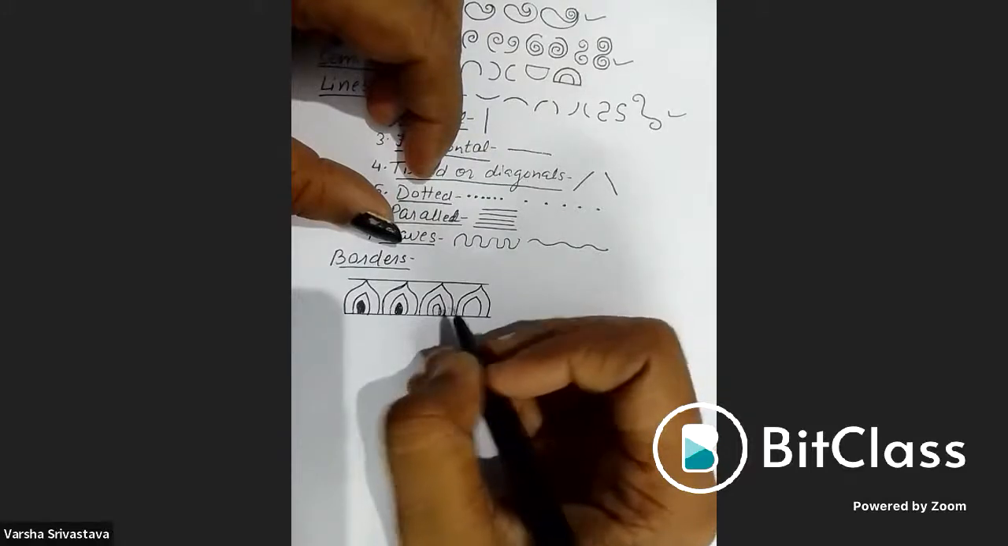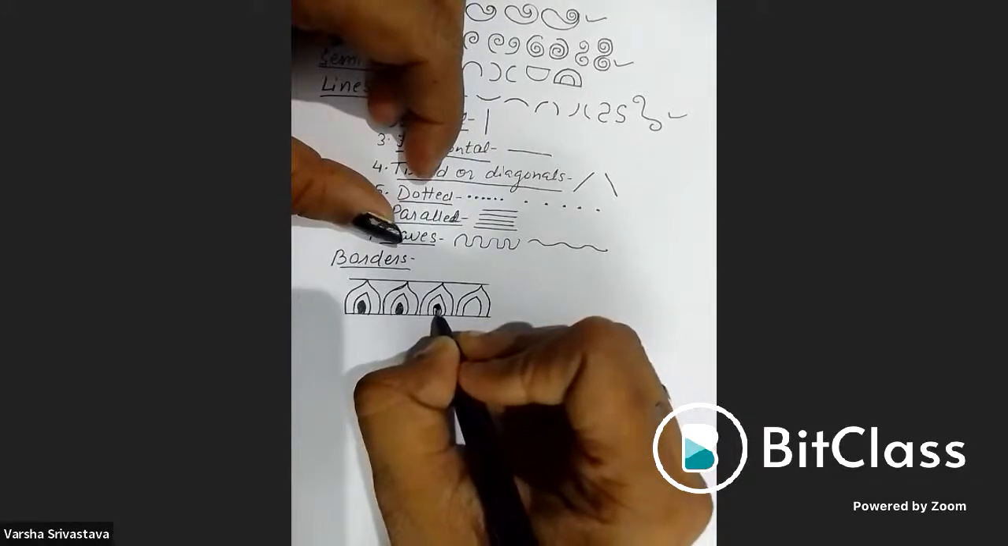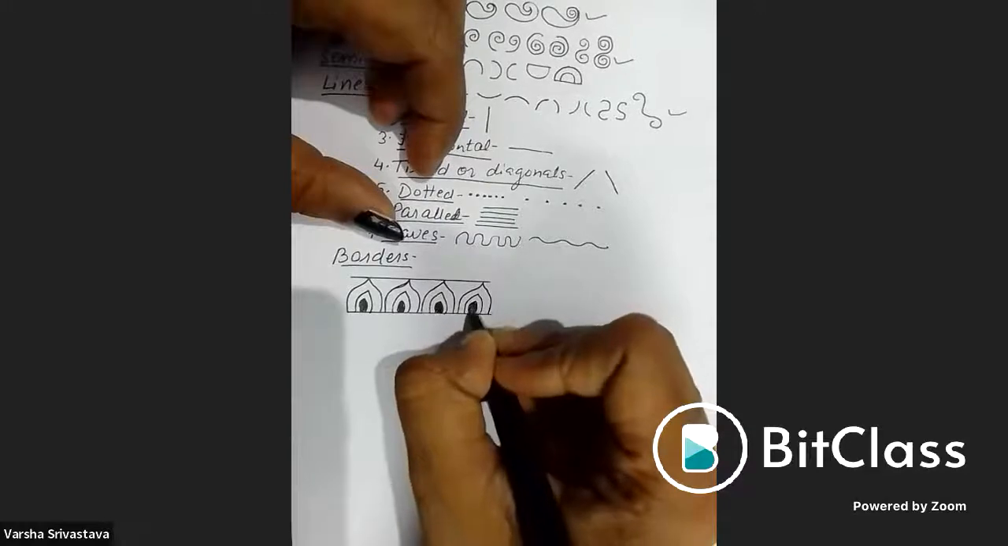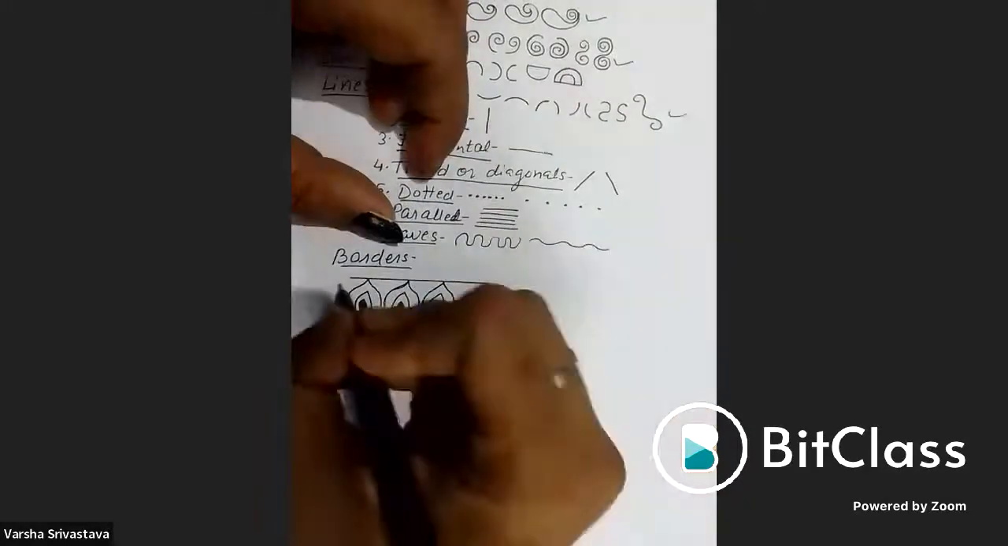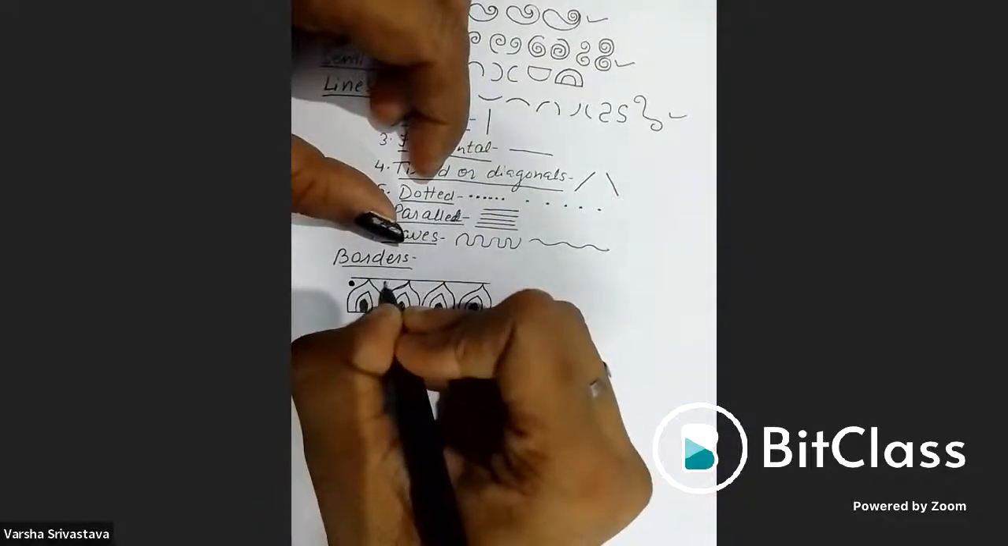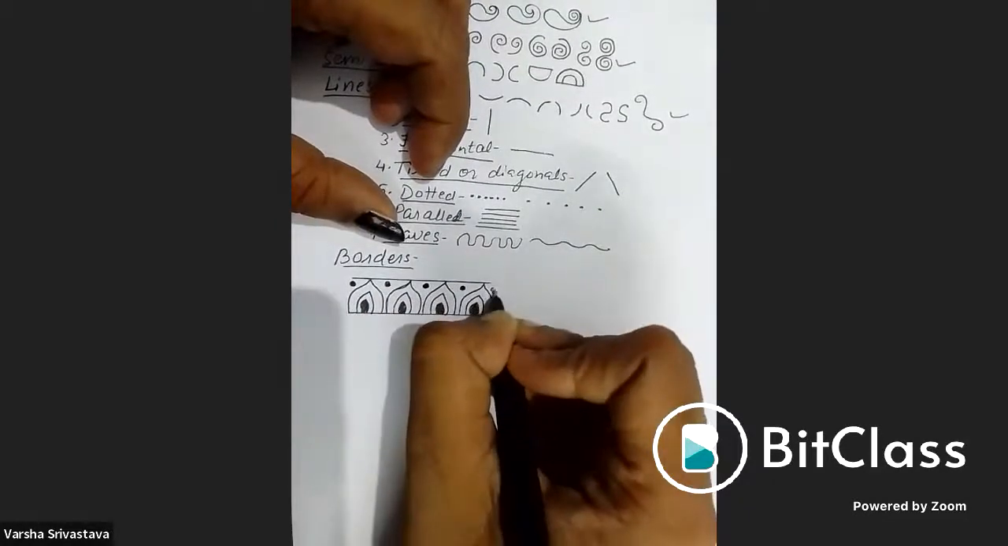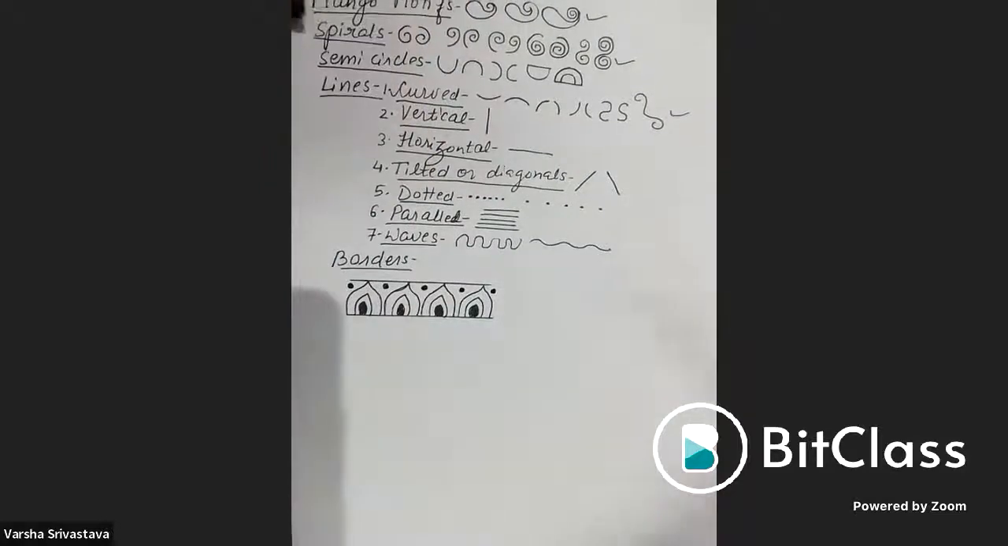Okay, I have to repeat the measurements. For thin, 0.5 centimeters. For medium, 1 centimeter. For broad, 1.5 centimeters. I'm just putting the dots. Like this.